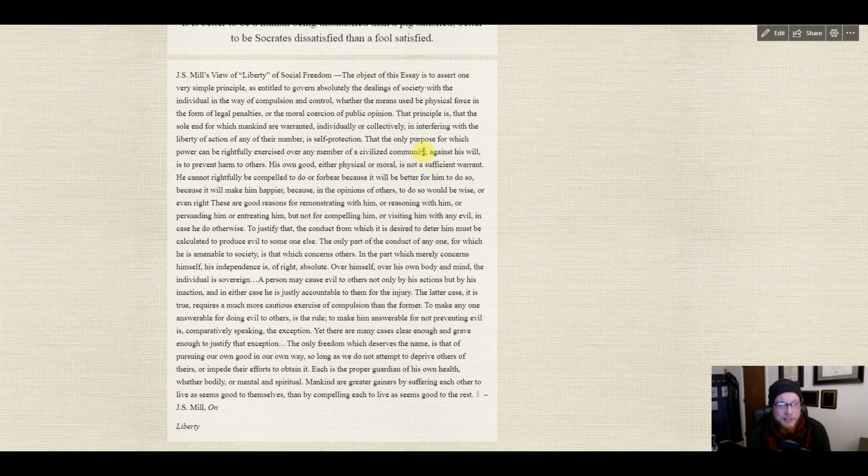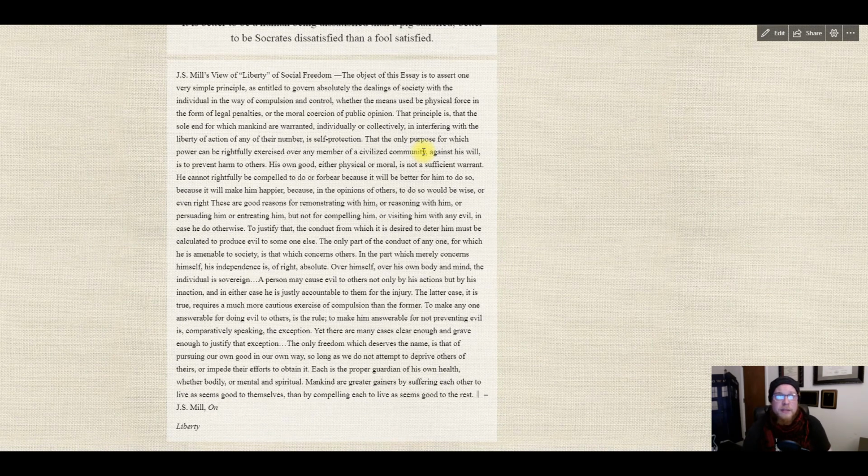In his On Liberty, he says, the object of this essay is to assert one very simple principle, as entitled to govern absolutely the dealings of society with the individual in the way of compulsion and control, whether the means used be physical force or the form of legal penalties or the moral coercion of public opinion. That principle is that the sole end for which mankind are warranted, individually or collectively, in interfering with the liberty or action of any of their number is self-protection. That the only purpose for which power can be rightfully exercised over any member of a civilized community against his will is to prevent harm to others.